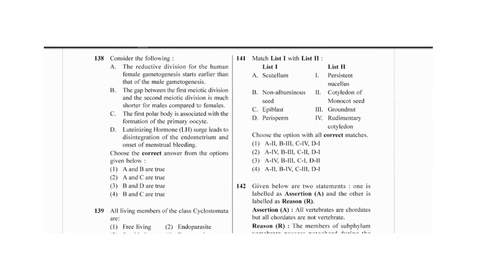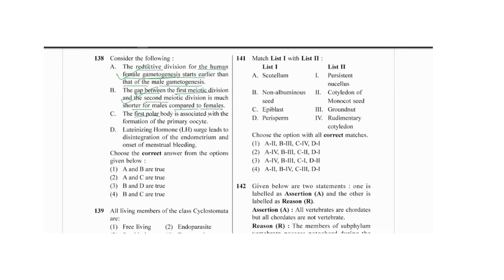Then, reductive division for the human female gametophyte starts earlier than that of the male gametophyte. The female gametophyte will be starting earlier in comparison to the male. That is what they are saying. So it is occurring rapidly and sooner. And the gap between the first meiotic division and the second meiotic division is much shorter for the male compared to the female. Because of that reason it could also be an assertion-reason based question.